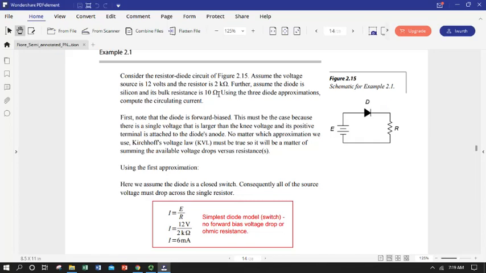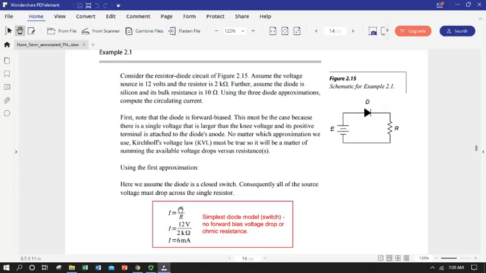So we got to use model number 3. So not model number 2. We do have to account for the bulk resistance in this circuit. And using the 3 diode approximations, compute the circulating current. So, okay, we're going to go through all 3. So what is wanted is how much current is going through the circuit.